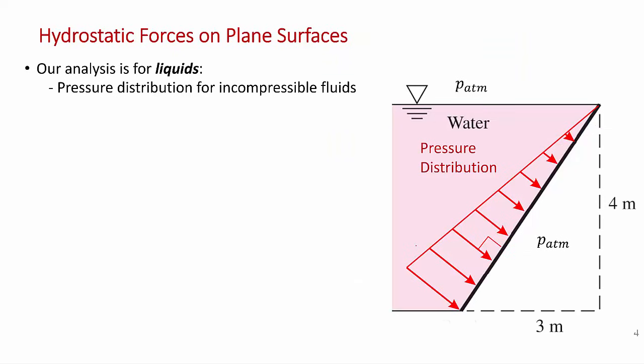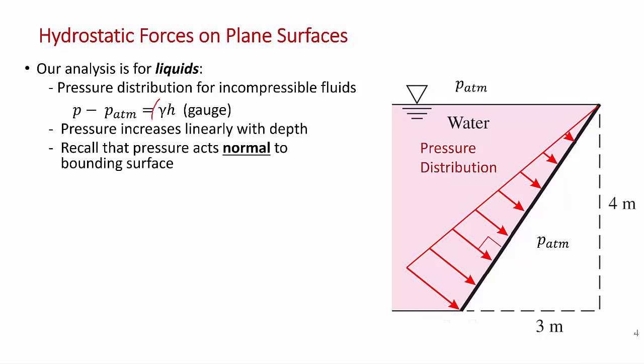Okay, so moving on to the analysis, what I'm showing over here on the right is a reservoir of fluid, usually of liquid, usually water. And so we're going to be assuming an incompressible liquid contained in a reservoir behind some sort of gate structure. So we've got a linearly increasing pressure with depth. The pressure just increases as gamma h, the gauge pressure on the gate. And of course, the pressure acts normal to the bounding surface.